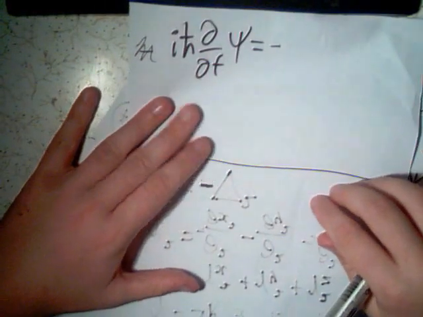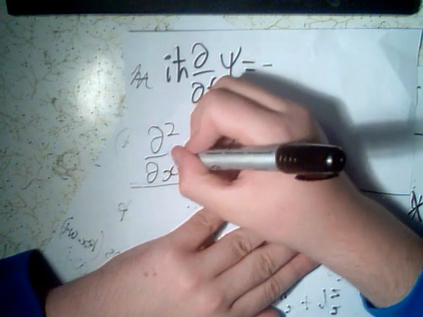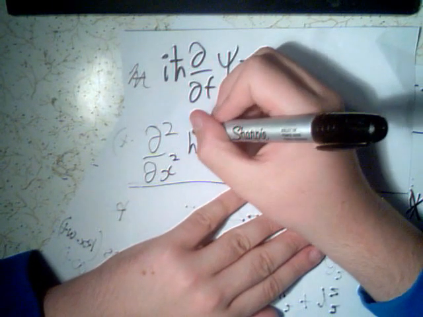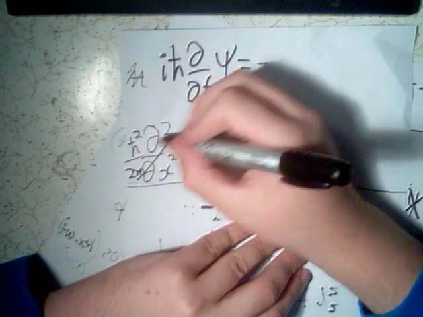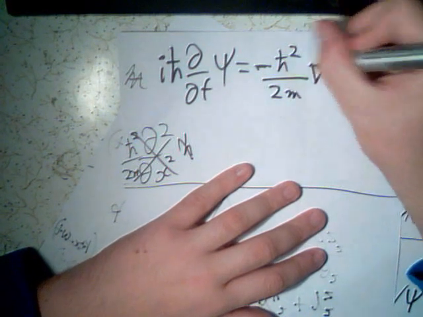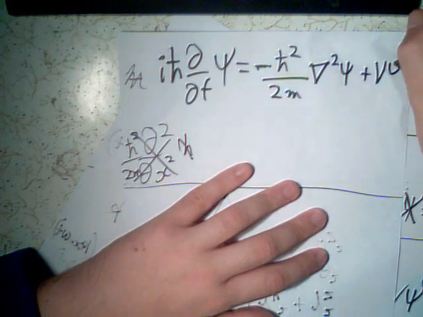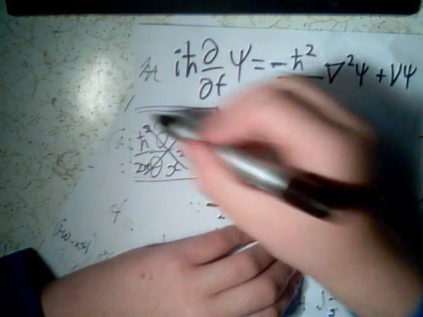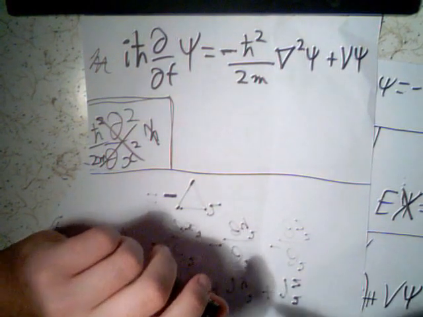So if you just ignore that part, what I meant to write before was del squared on del x squared times h bar squared on 2m, but I didn't get around to it. But now we can see that it's minus h bar squared on 2m times this Laplacian applied to the wave function, plus V applied to the wave function. And this is the Schrodinger equation. It describes how the wave function evolves over time, based on how it is in space.